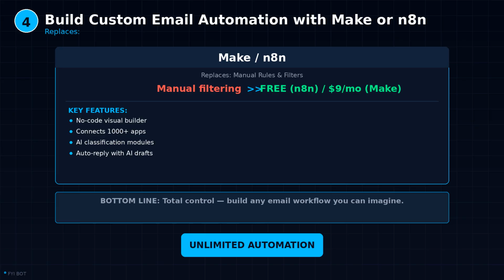Step 3. Based on the AI's response, route the email to the appropriate folder, label it, or send you a Slack notification if it's urgent. Step 4. For routine emails like meeting confirmations or FAQ questions, draft an automatic reply using AI and save it as a draft for your review.